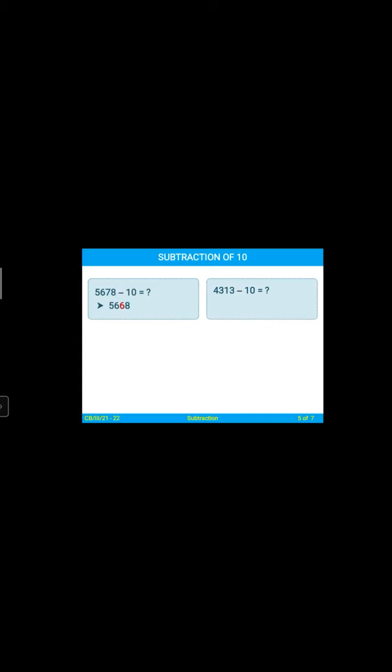Second example, 4313 minus 10. माइनस 10 है मतलब टेंस वैल्यू, 3 ones, 1 is the tens place, so उसमें से आपको 1 कम कर देना है. So your answer is 4303. Next example, 3852 minus 10. Again it's a 10, so tens place की एक वैल्यू कम कर देनी है. So the answer is 3842.